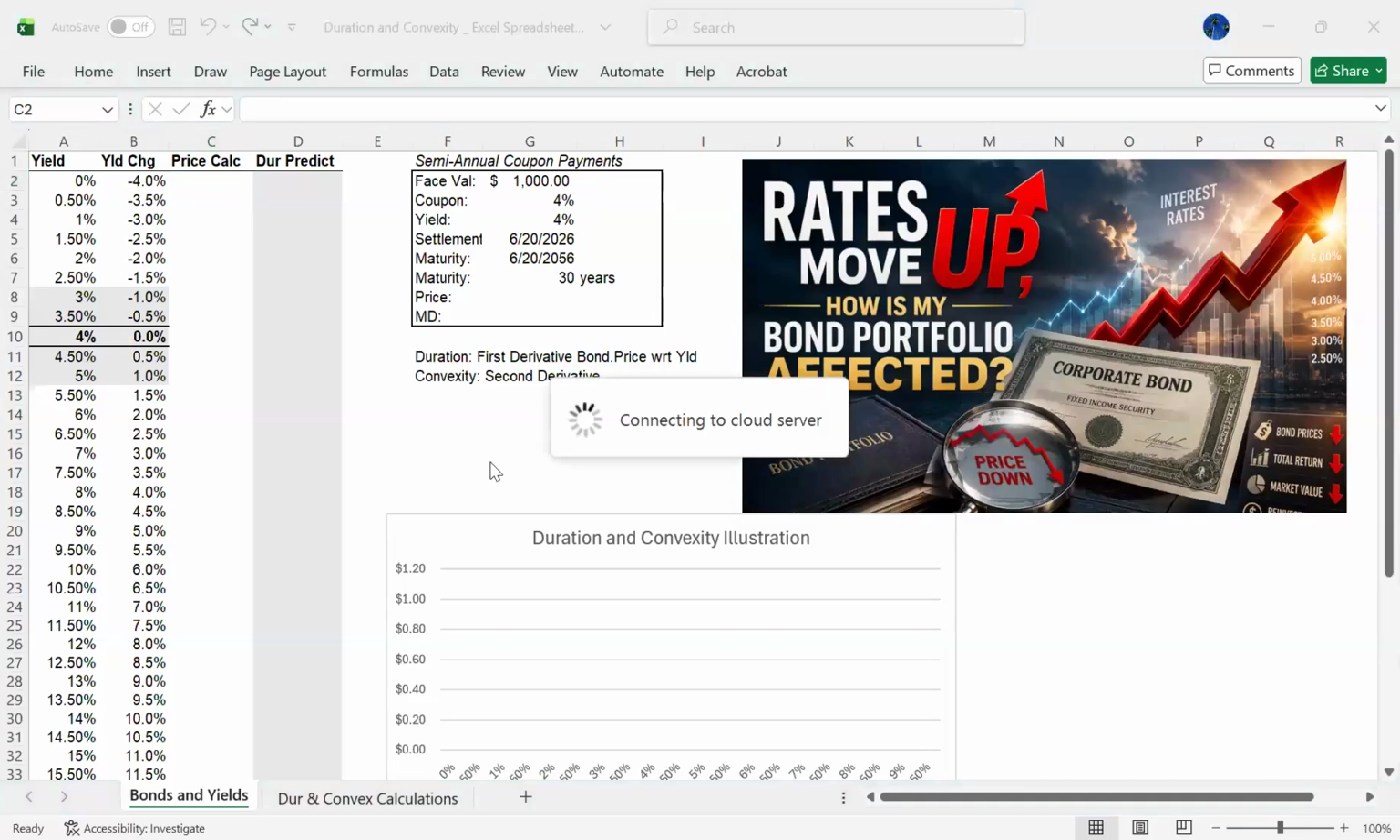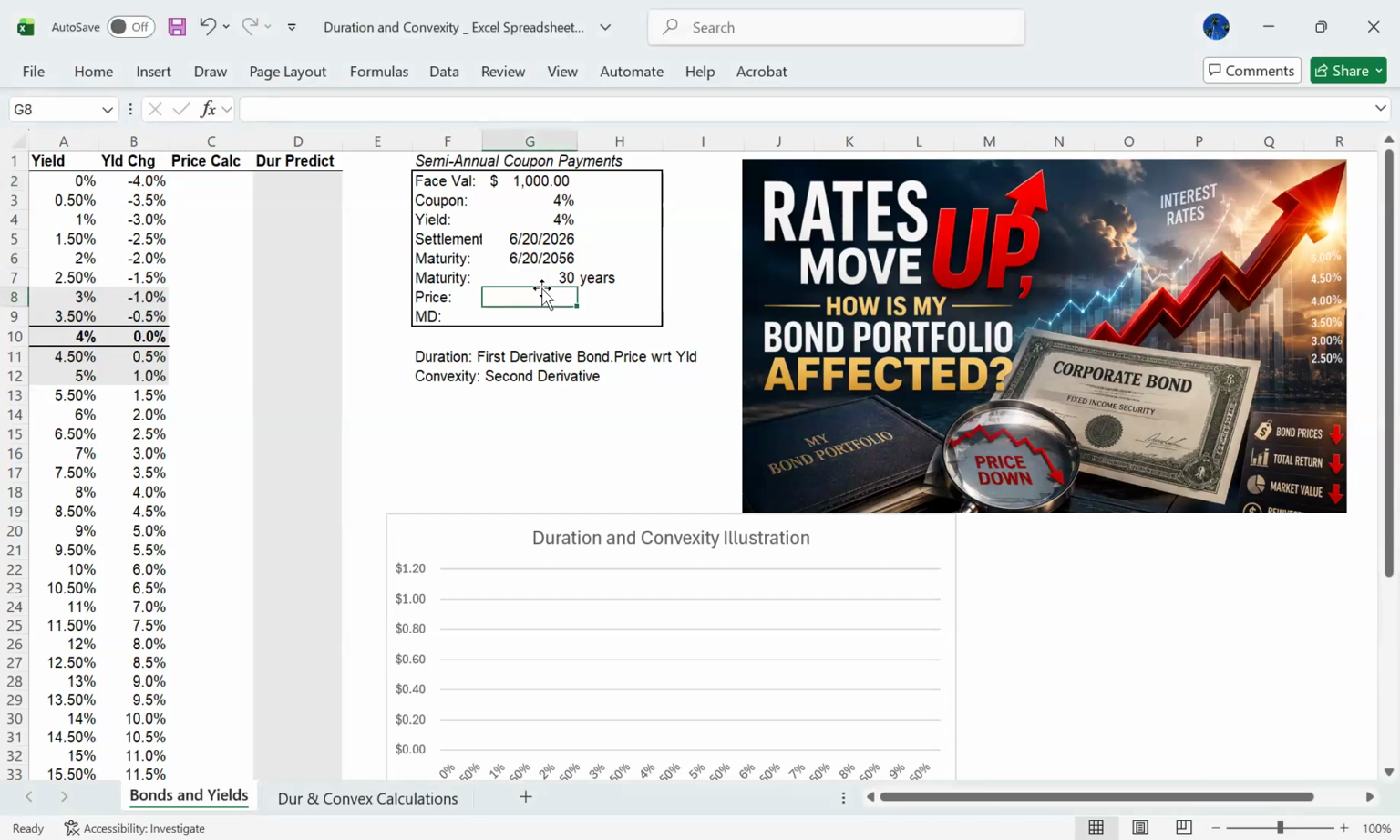Hi everyone. In this video, I'm going to walk you through two important metrics, duration and convexity. Most importantly, how we can use these two tools to predict the potential impact on our fixed income bond portfolio resulting from interest rate changes. Before we even get to the calculation and the application of duration and convexity, let me walk you through a quick illustration about the non-linear relationship between the price of bonds, fixed income, and interest rates.